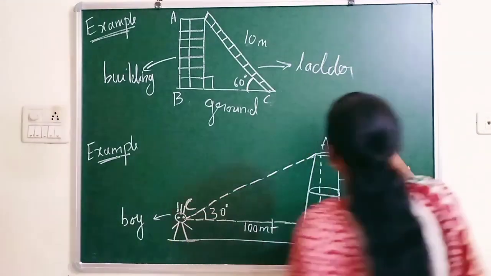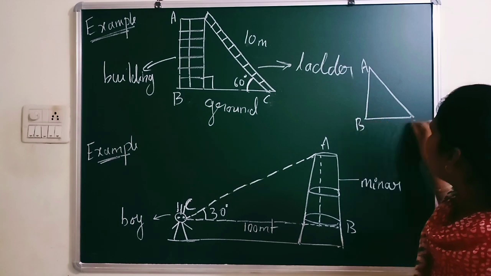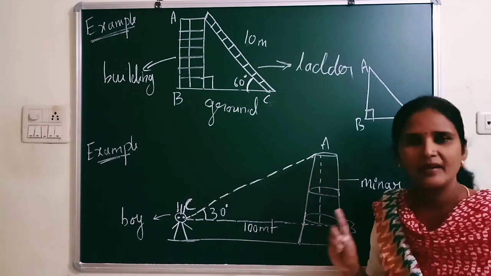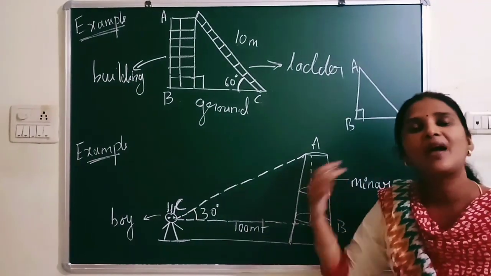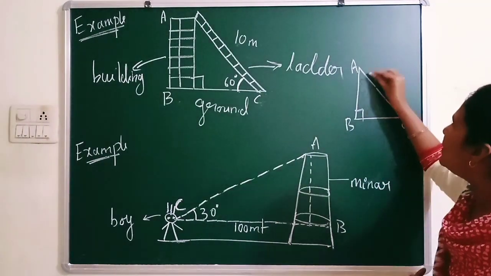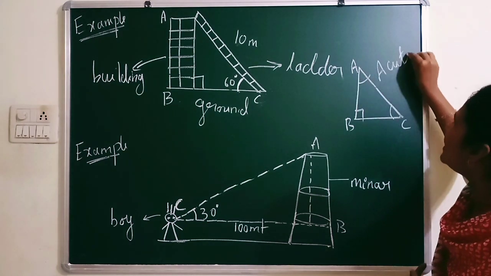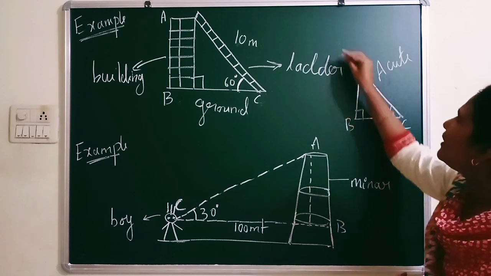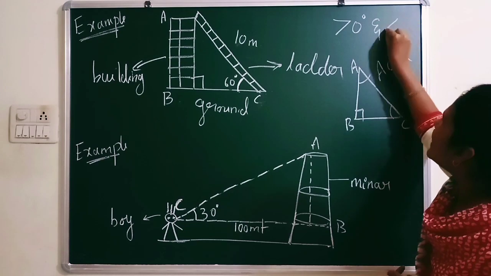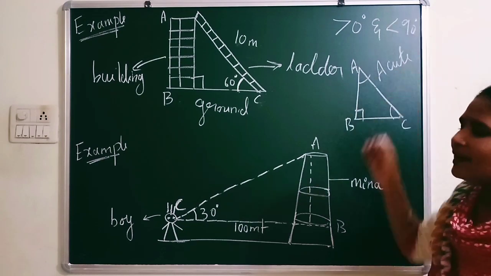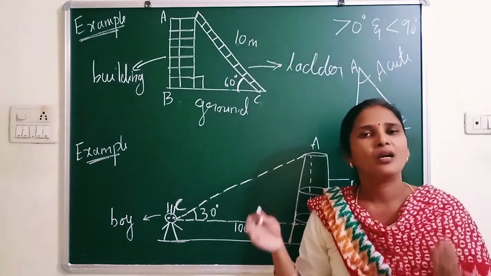And one more thing you have to understand clearly: when ABC is a right angled triangle and one angle is 90 degrees, what about the other two angles, angle A and angle C? What type of angles will they be? Yes, they will be acute angles. So what is the meaning of acute? An acute angle is greater than 0 degrees and less than 90 degrees. When an angle is between 0 and 90 degrees, we call it an acute angle.